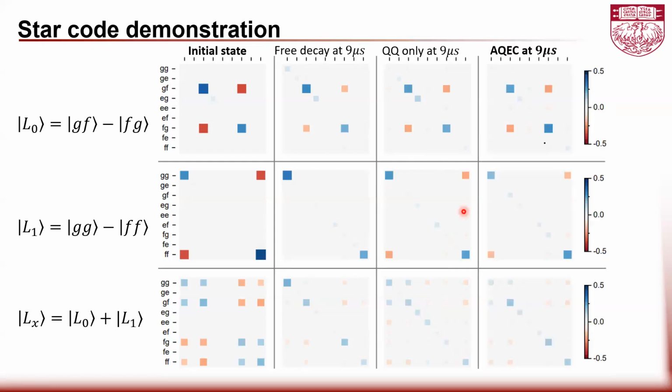Finally, with the AQEC cases at 9 microseconds in the tomography, you see that not only do you have all of the off-diagonal terms coming back, but you also have those error state populations being suppressed.